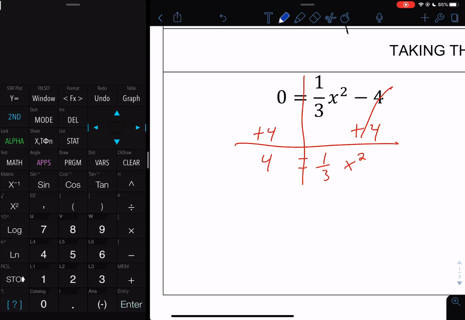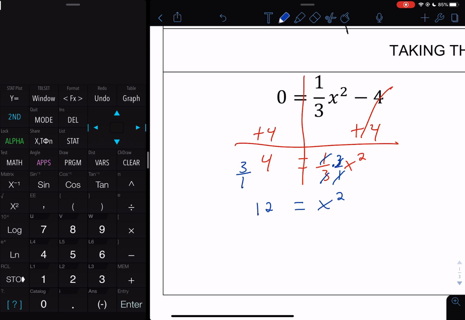So I can multiply times the reciprocal. So I'm going to multiply times 3 over 1. That way this cancels out. But if I multiply times 3 over 1 on one side, I need to multiply the other side times 3 over 1. When I multiply the left side, I end up with a 12 over 1, I don't need to write it, equals x squared.